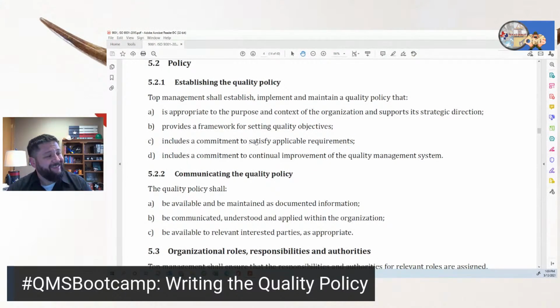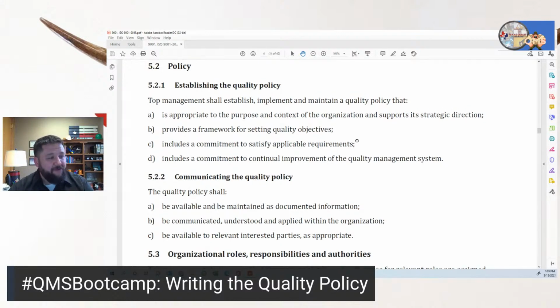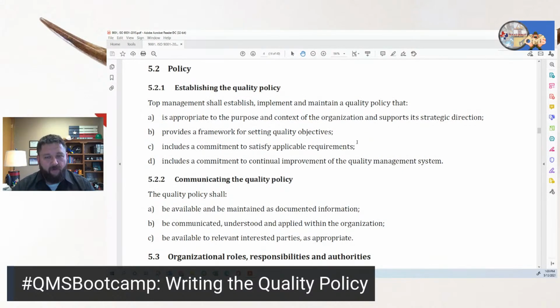It includes a commitment to satisfy all applicable requirements. Okay, so this is one where we do have to give a little bit of lip service to the standard, but we can have some fun with it. And it includes a commitment to continual improvement of the quality management system. So we have to outright state something about meeting requirements. We have to outright state something about continual improvement. Now, please, for crying out loud, don't simply state continual improvement.